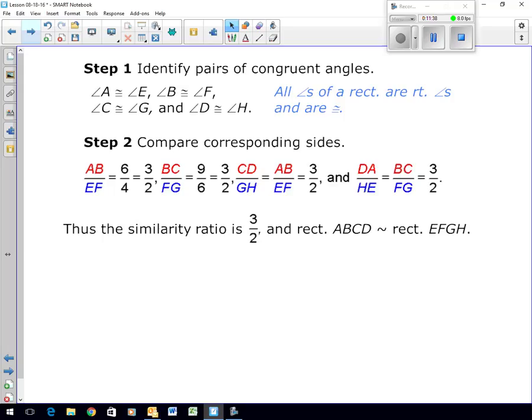See your similarity statement here? Okay, copy. To answer the question completely, that's what we would put. Similarity ratio is 3/2. Remember, that was my simplified ratio of each of those. And then you tell me the statement in a statement form. So here's my ratio, here's my statement.